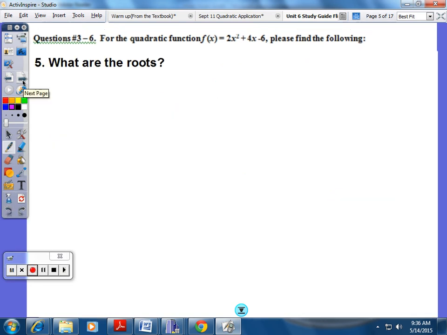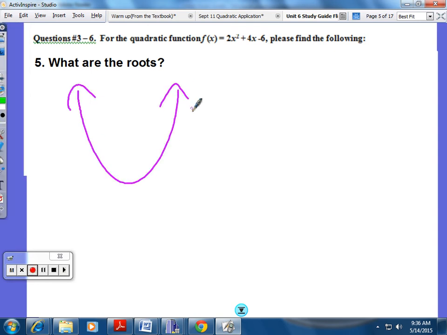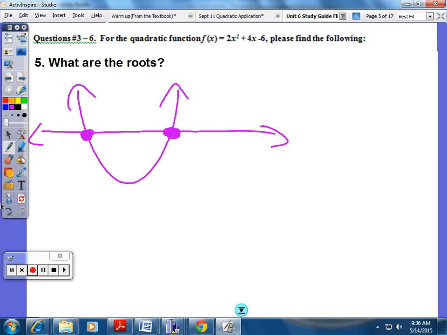Number 5, for the same problem, they ask us to find the roots. The roots are where the graph of your quadratic equation crosses the x-axis. So your roots are here if you were to graph it. You can't use a calculator for this, so you can't graph it. But if you were able to use a calculator, just understand where your graph crosses the x-axis is our answer.